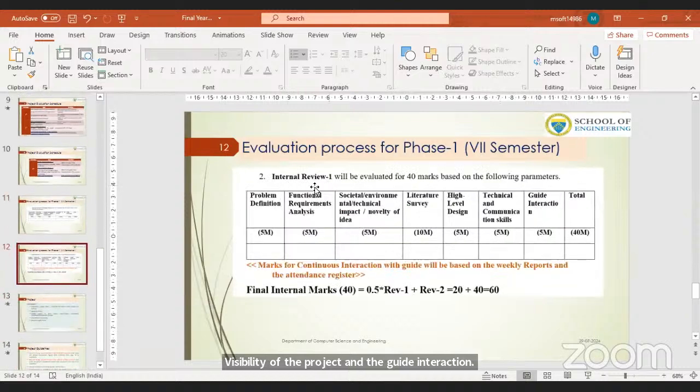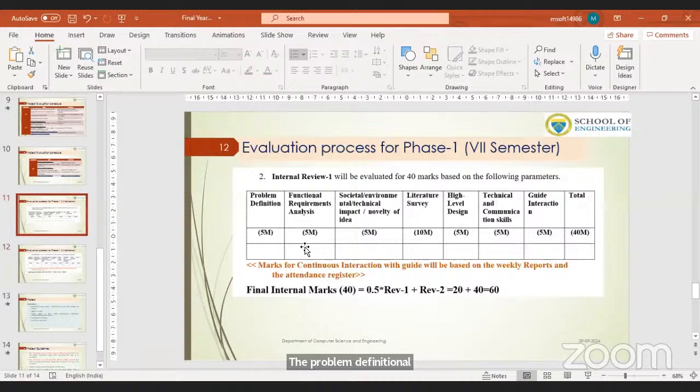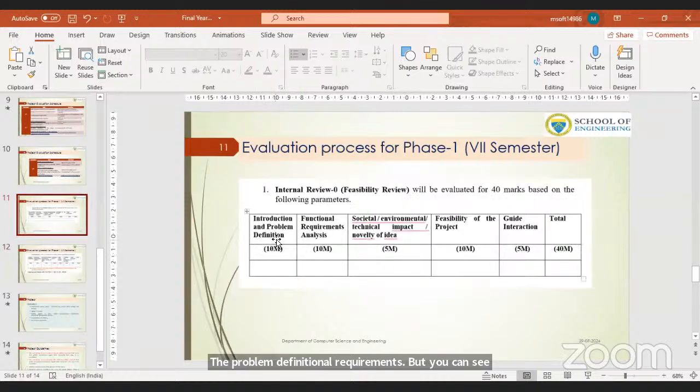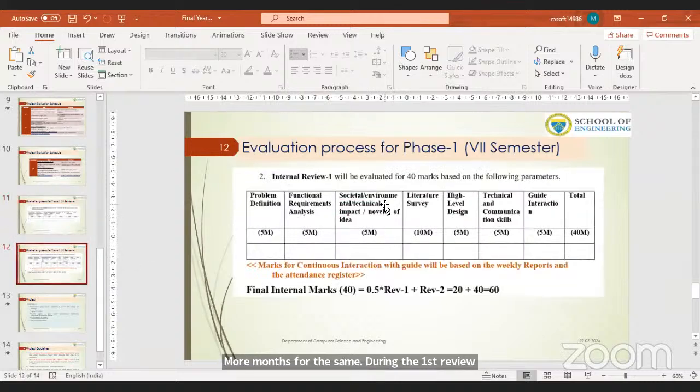And review 2 will include the problem definition and functional requirements, but you can see here the marks are reducing because we have taken more marks for the same during the first review. So next is the novelty of the project, then the literature survey, high level design, and the technical communication, because at this point of time, we are looking into how and what design you are doing, and the guide interaction, a total of 40 marks. And in the end, the 2 reviews will contribute to the 60 marks.